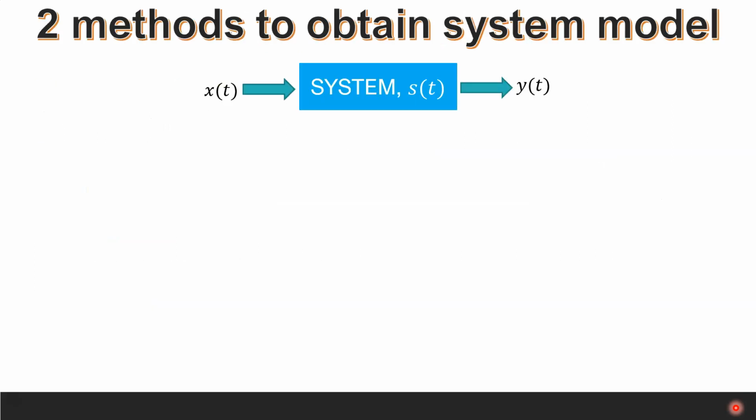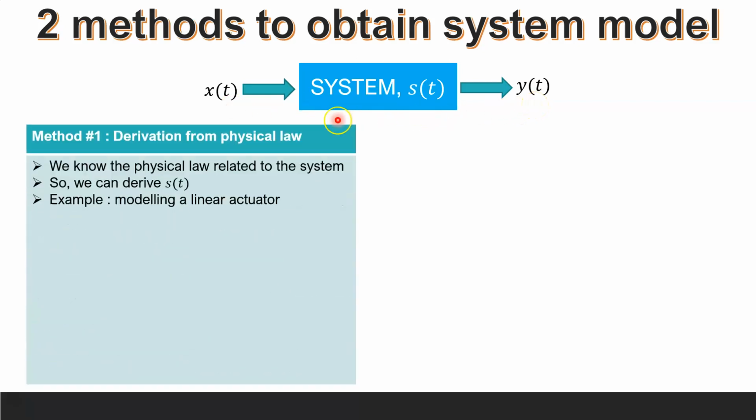In this slide, I will explain in detail the two methods that are used to obtain the system model. For example, let's say you have a system represented by S of t, where the input to the system is x of t and the output from the system is y of t. Using the first method, derivation from physical law, this method is used if we know the physical law that can be used to relate the system. For example, you can use Newton's law, which is summation of force, so we can derive the system model.